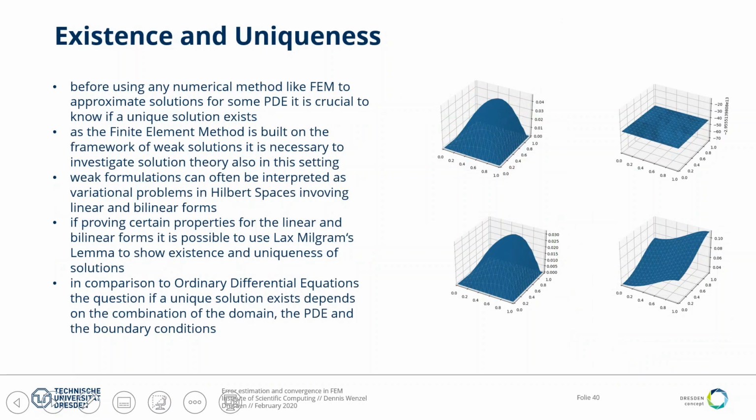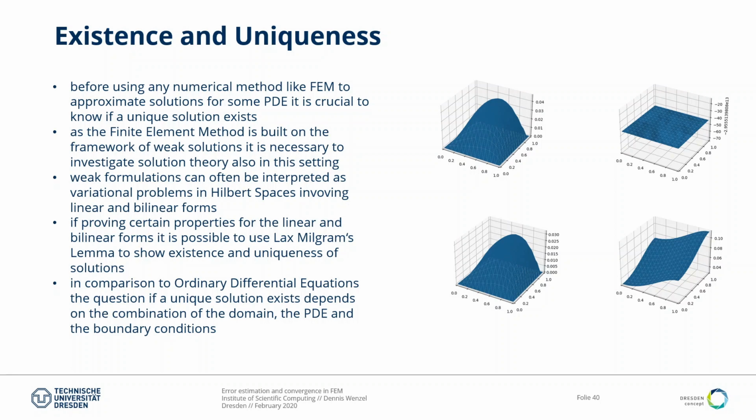The next part we talked about in the last lecture was existence and uniqueness. Before talking about any numerical method like FEM, you should always know if there is a unique solution, because if there is not, then you are in trouble, because you get completely weird and unhelpful results. Because the finite element method is built on weak solutions as a framework, it is necessary to also talk about solution theory in this setting. So you need to investigate solution theory and unique solvability in the setting of Sobolev spaces and variational problems.